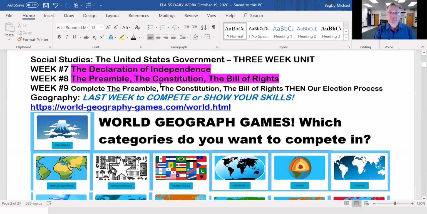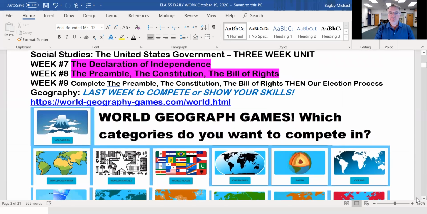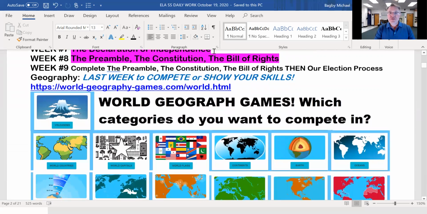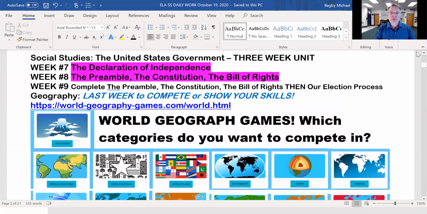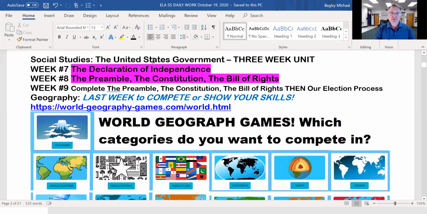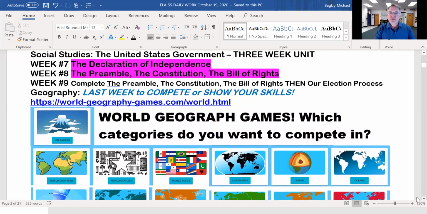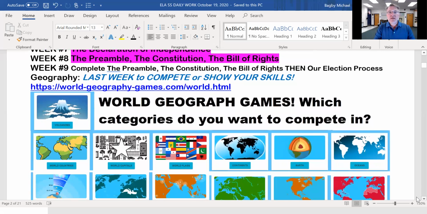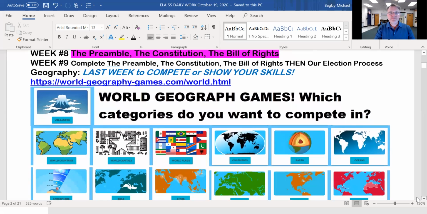We are completing the preamble, Constitution, Bill of Rights, and then we're going to be focused on the election process. This actually will go into the second quarter also. So the first 2 weeks of the second quarter will be wrapping up Declaration, Constitution, election process, and of course, the major national election is Tuesday, November 3rd, 2 weeks from tomorrow.